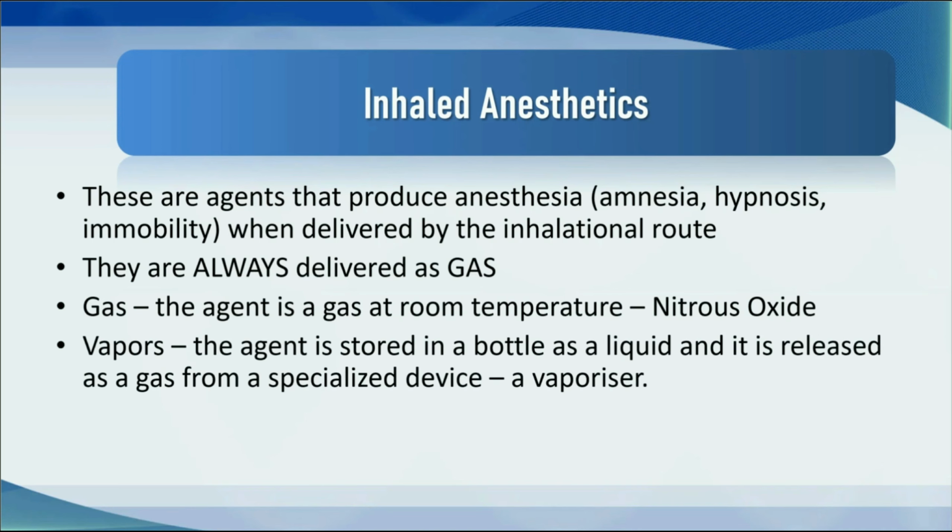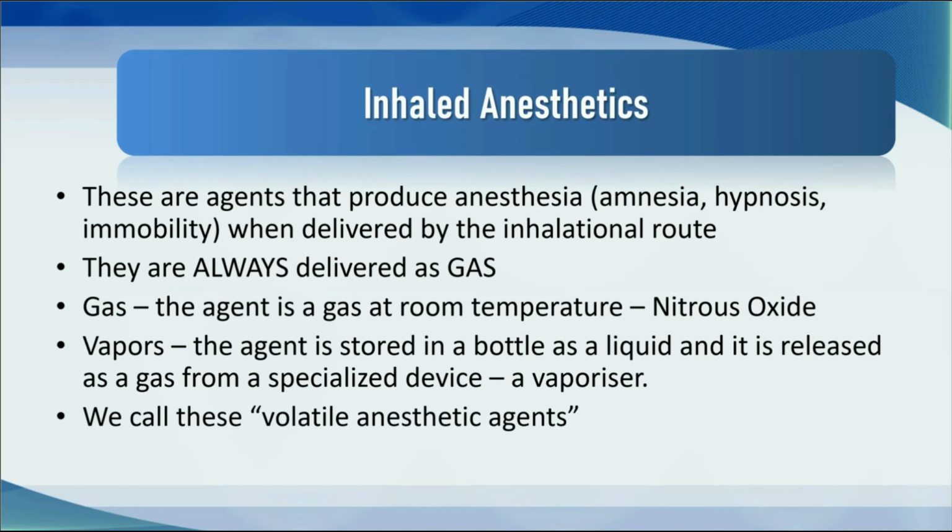A vapor is an agent that is stored in a bottle as a liquid, and it is released as a gas from a specialized device that's known as a vaporizer. We call these volatile anesthetic agents. And for almost 200 years, most general anesthetics have been delivered using a volatile agent. The fact that these drugs are stored in liquid form has major advantages. A small amount of liquid can generate a large amount of gas.